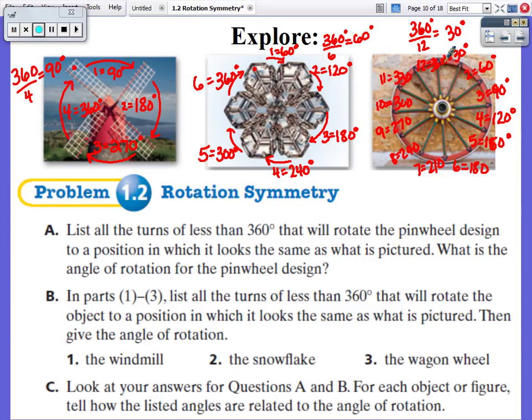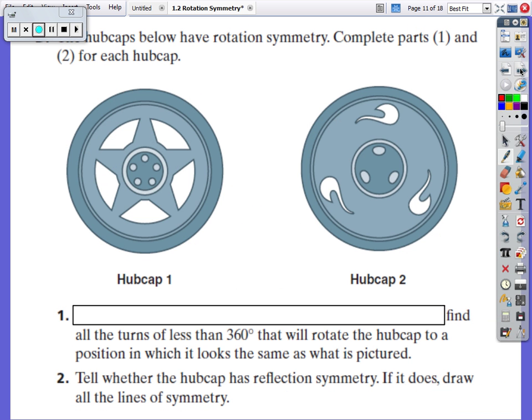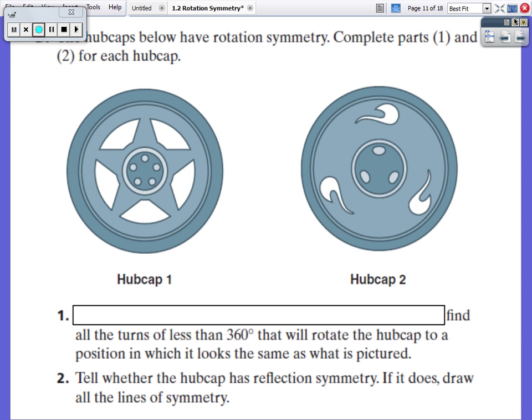We're not going to look at C, but we are going to look at D really quickly. For each one of the hubcaps below, complete parts 1 and 2 for each hubcap. So basically, find all the turns of less than 360 that will rotate the hubcap to a position in which it looks the same as what is pictured. So there's 1 rotation, 2 rotations, 3 rotations, 4 rotations, 5 rotations.